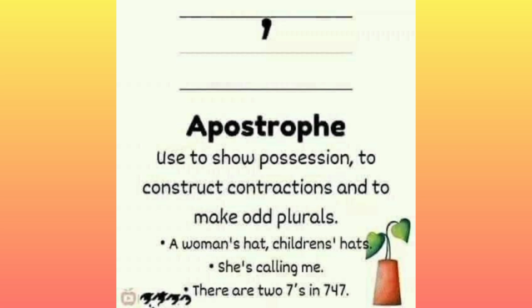Apostrophe: used to show possession, to construct contractions, and to make odd plurals. A woman's hats, children's hats. She's calling me. There are 2 seven's in 747.